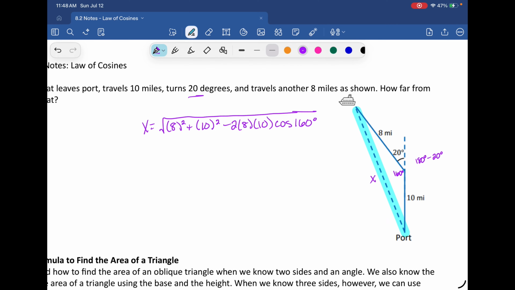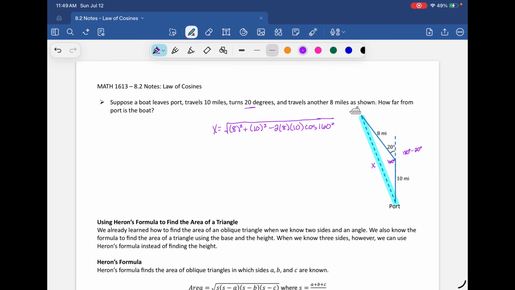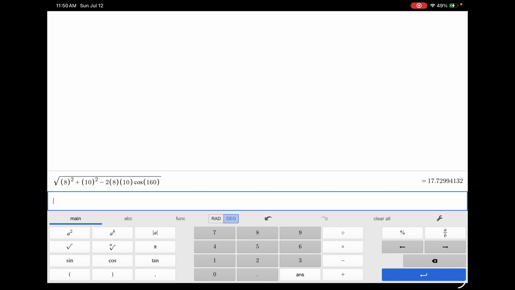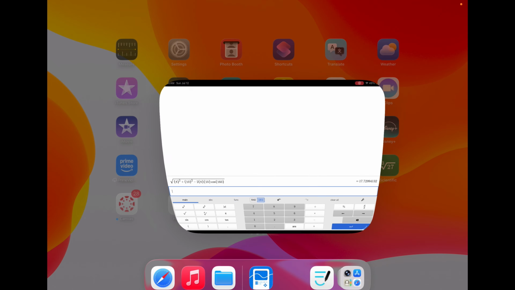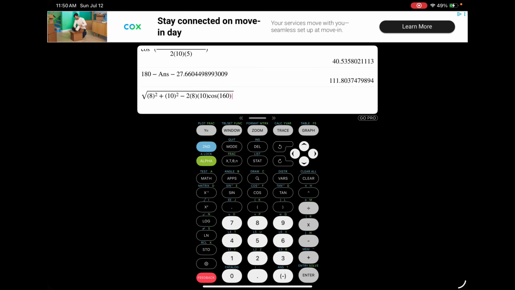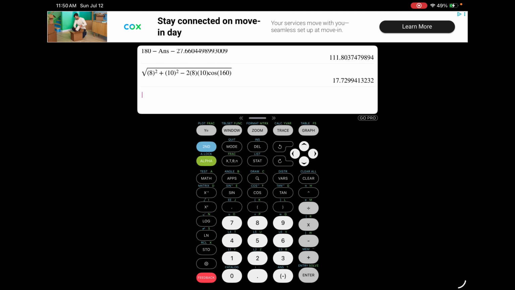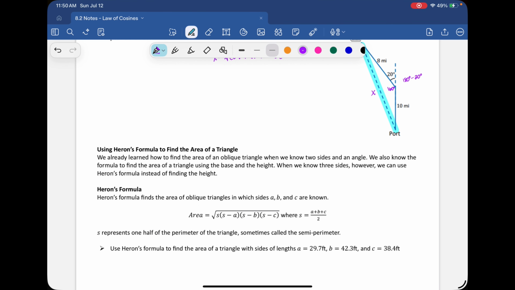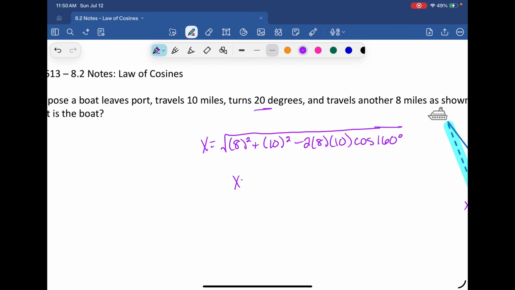And then we're going to put this in our calculator. I've got both of these entered in Desmos and in my graphing calculator. In Desmos, make sure you're in degrees, 17.7, maybe 17.730, and you round that. Got it in my graphing calculator, 17.730. Make sure you use your units in miles.